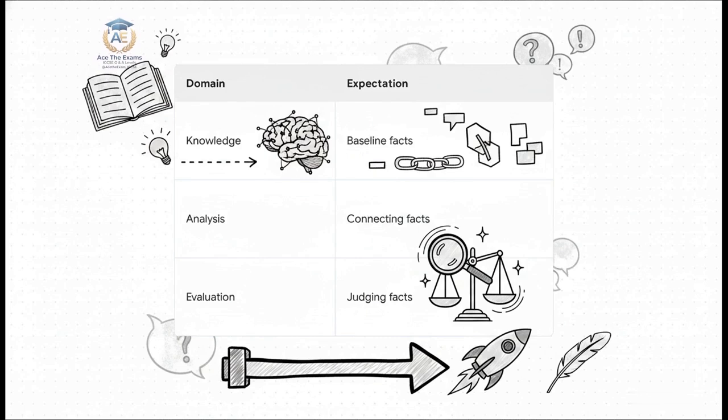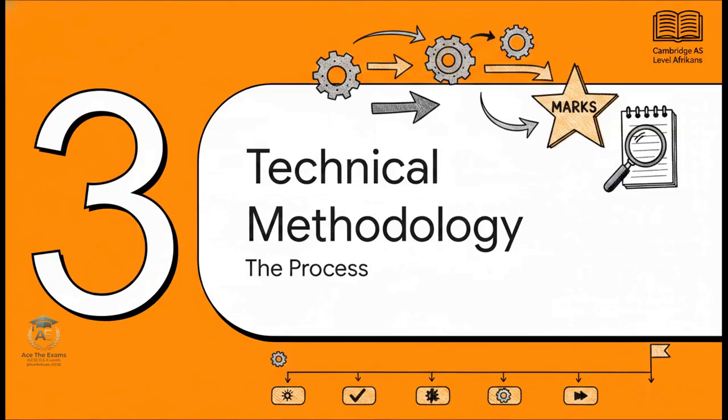That is when the self-correction happened. They realized analysis is the glue. Analysis is how you connect the facts before you evaluate them. You have to push your brain systematically through all 3 columns: state the knowledge, analyze its impact, and then evaluate its overall significance. Section 3. The technical methodology.